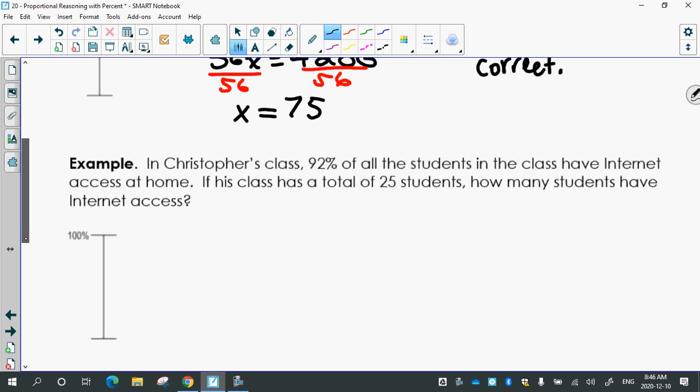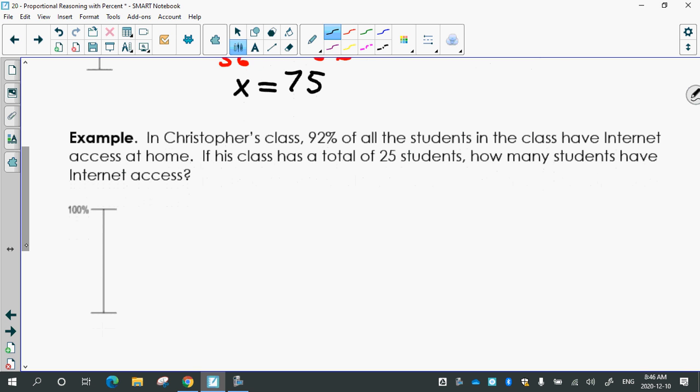Okay, next example. In Christopher's class, 92% of all the students in the class have internet access at home. If his class has a total of 25 students, how many students have internet access? So this time we're told 92% have internet access. On my graphic organizer, on the percent side, 92 is pretty close to 100, so I'm going to put my little line here. 92% goes here. The total number of people in his class is 25, so 100% of the people in his class is 25 people. But we want to know how many people have internet access. That's X.